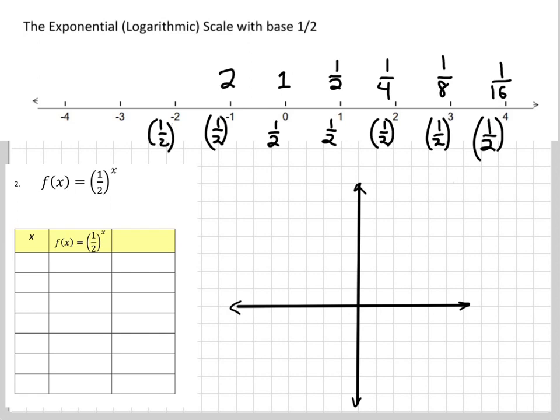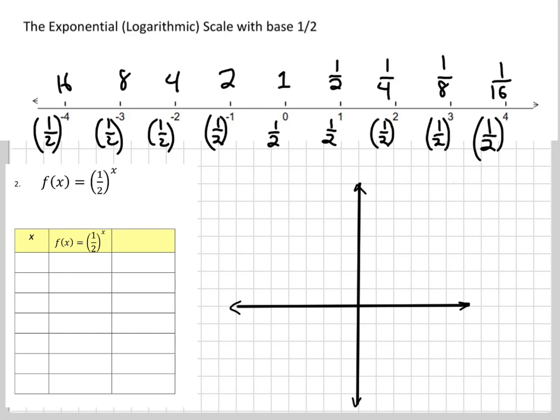What's 1/2 to the negative second power? You can literally just flip it, so you flip it and you square it. When we flip it, it becomes this, then we square it. So 2 squared is 4 over 1 squared, so it's 4. We can continue this pattern. This is 8, and this is 16.